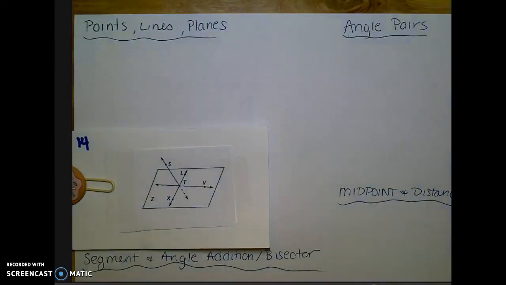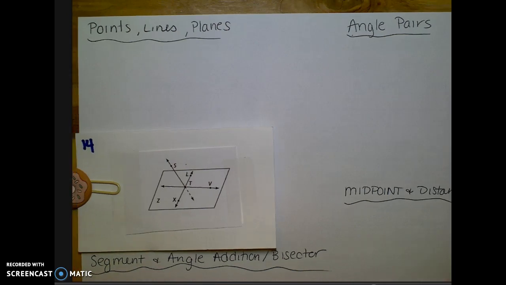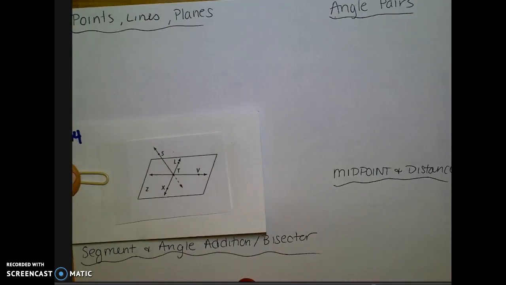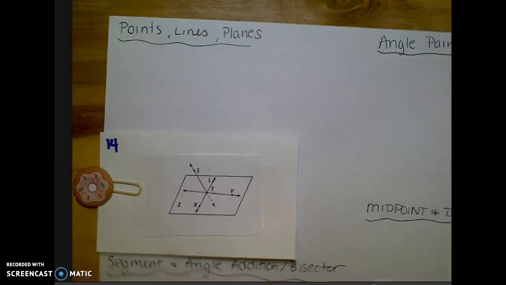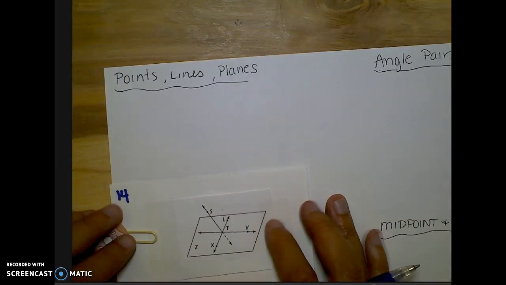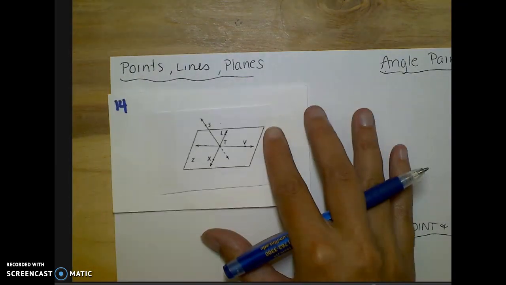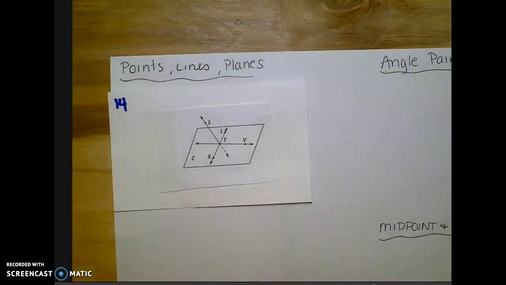Alright guys, so here's my little reminder to you about what our quiz is about. These are the 4 big things that we talked about. Points, lines, and planes, it's really going to come down to if you have a picture like this one, can you name some stuff on there?